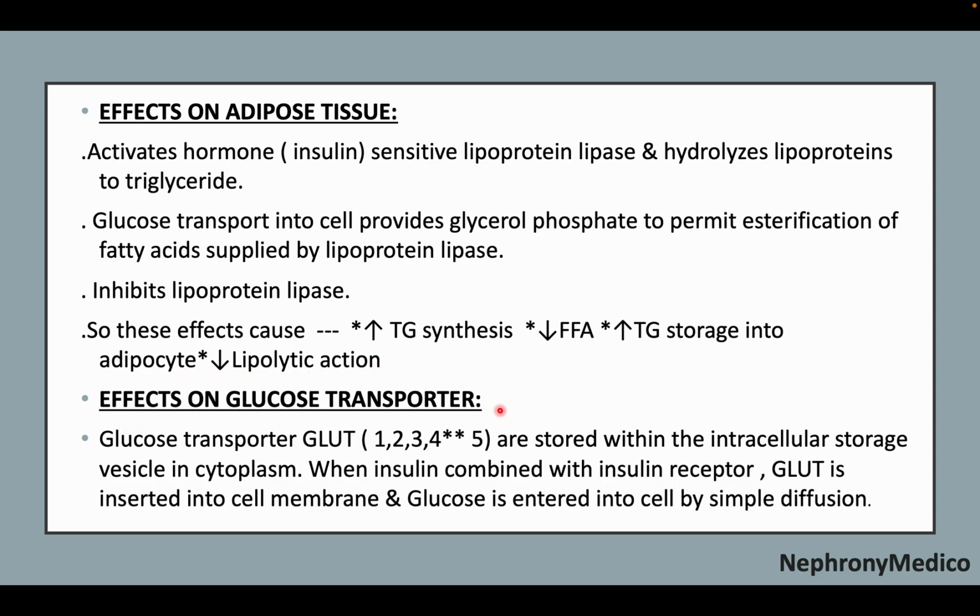Effects on the glucose transporter. Glucose transporters GLUT 1, 2, 3, 4, 5 are stored within intracellular storage vesicles in the cytoplasm. When insulin combines with the insulin receptor, GLUT is inserted into the cell membrane and glucose enters the cell by facilitated or simple diffusion.